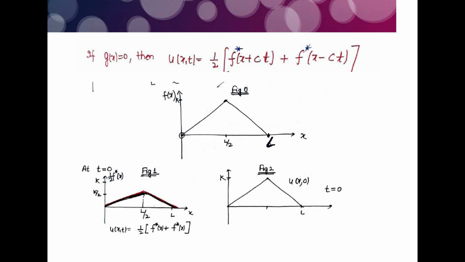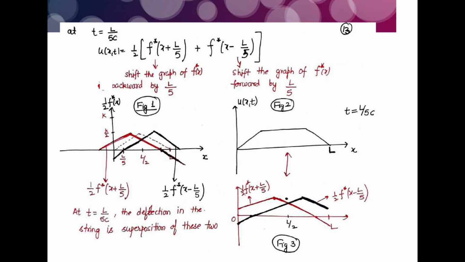See the figure 0 here? I have reduced the size of the graph by half at every point. So we have K by 2, the maximum height is at the point L by 2 and it's capital K by 2. So in that case, the deflection in the string is given by 1 by 2 times f star x plus f star x, because that ct part is 0 and this is exactly the same as f star x. This is an obvious case, still I discussed it so that you can have an idea. Now let's move to the next case.